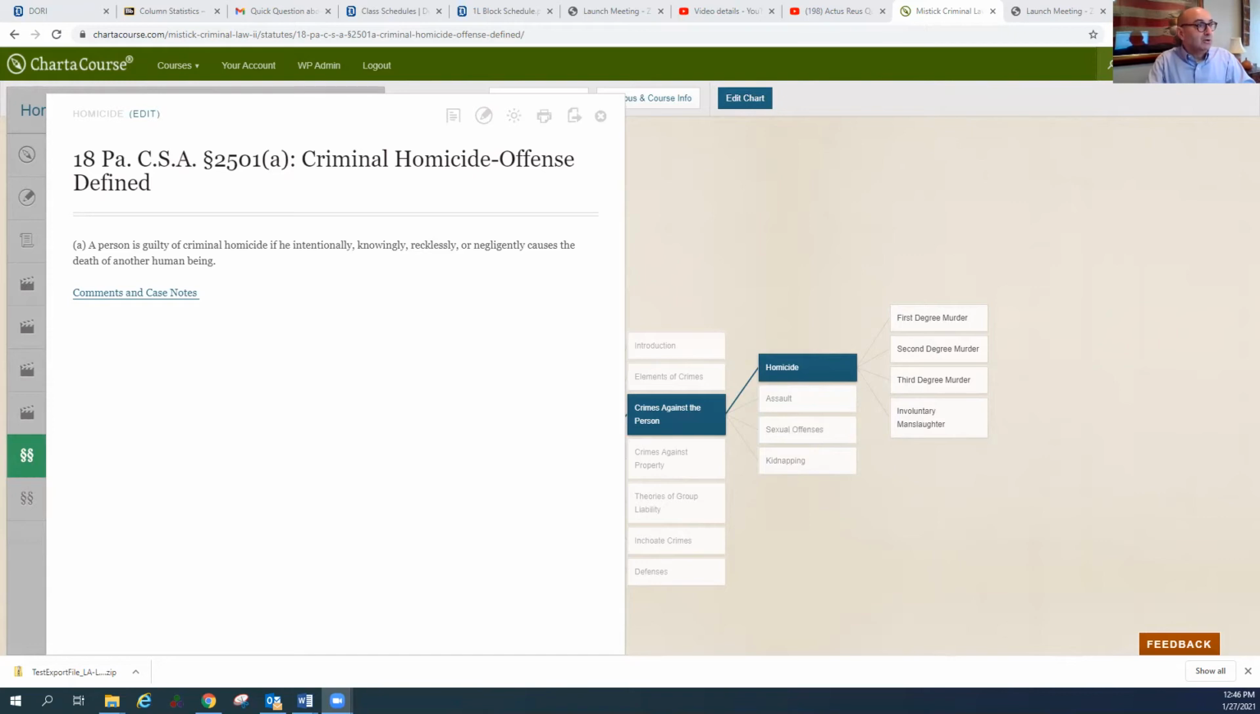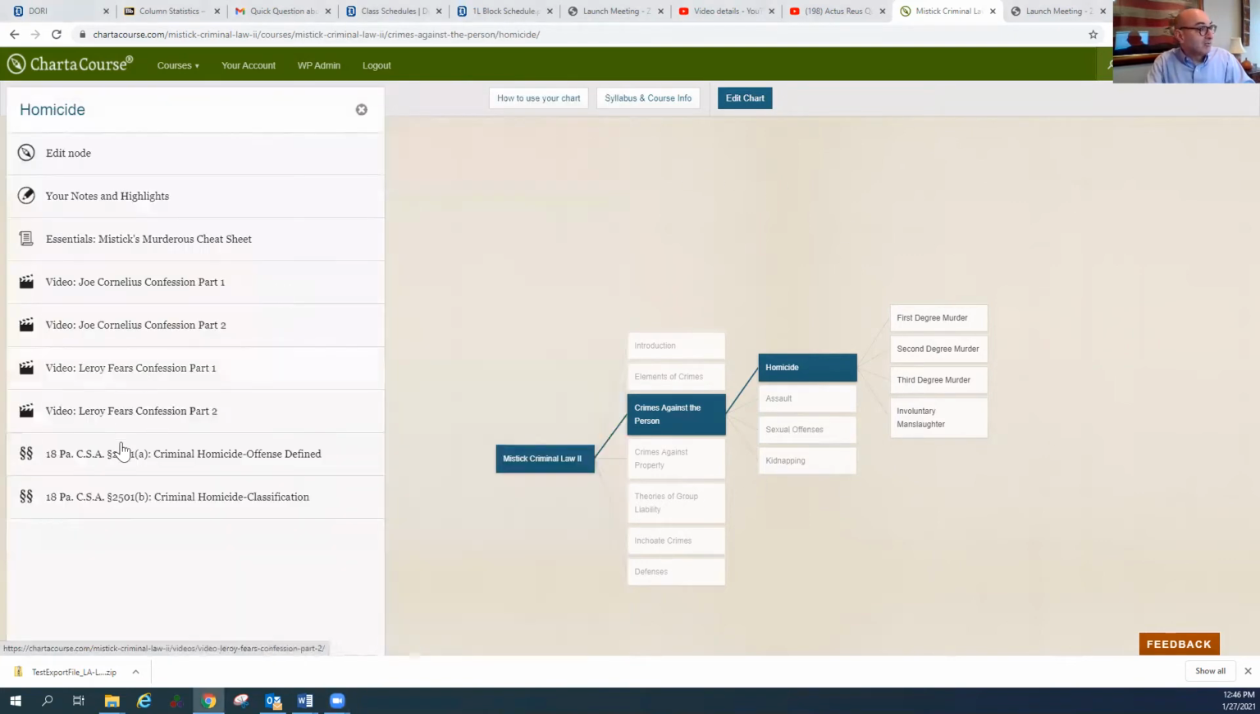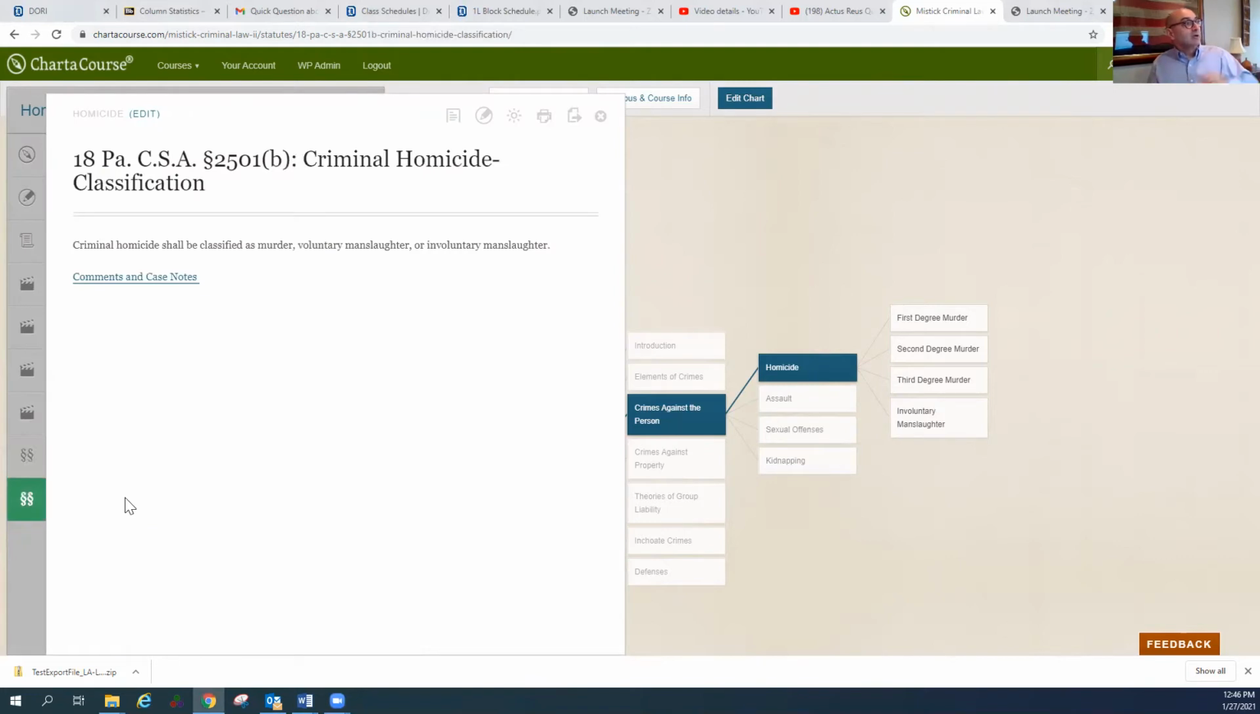Let me move now to the classification, which you're probably all familiar with. Criminal homicide shall be classified as murder, and as you know, there are degrees of murder, voluntary manslaughter, or involuntary manslaughter. Now, as many of you noted in our early classes, the term involuntary manslaughter is something of a misnomer. It sounds like something you could do in your sleep, or something that you could do unintentionally, which sleep would be an example of. But involuntary manslaughter is not at all what it sounds like.